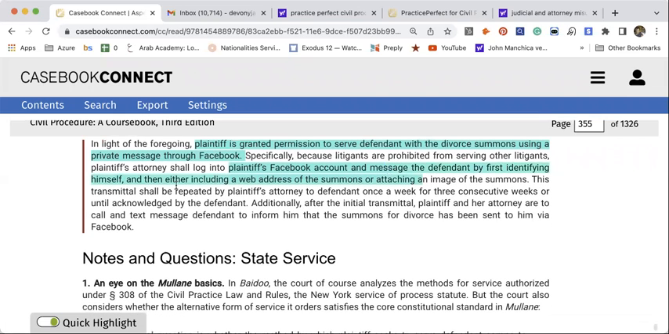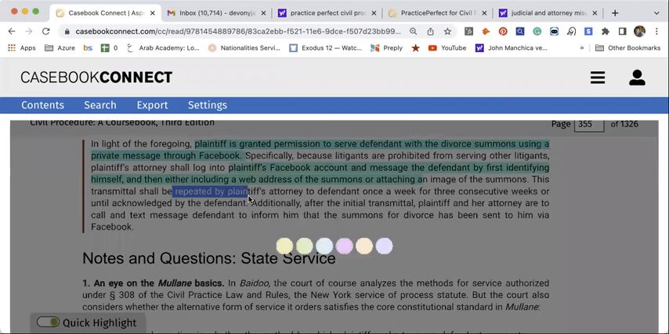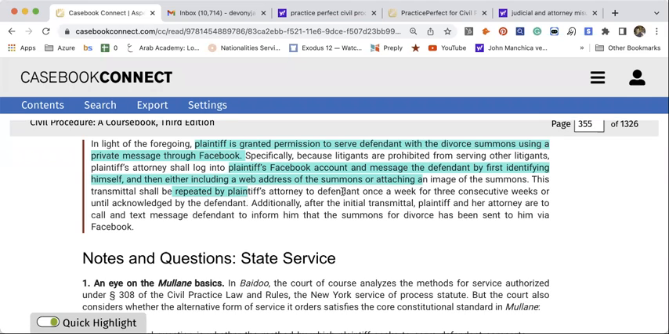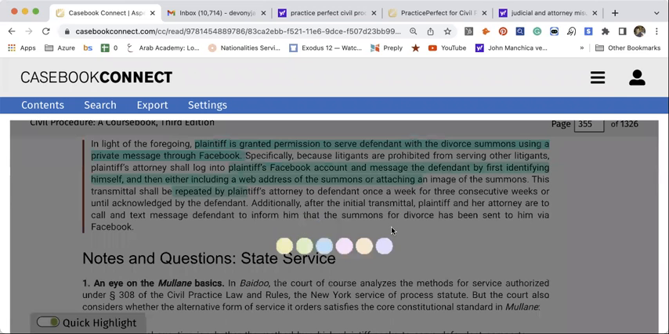This transmittal shall be repeated by plaintiff's attorney to the defendant once a week for 3 consecutive weeks or until acknowledged by the defendant. Additionally, after the initial transmittal, plaintiff and her attorney are to call and text message the defendant to inform her that the summons for divorce has been sent to him via Facebook.